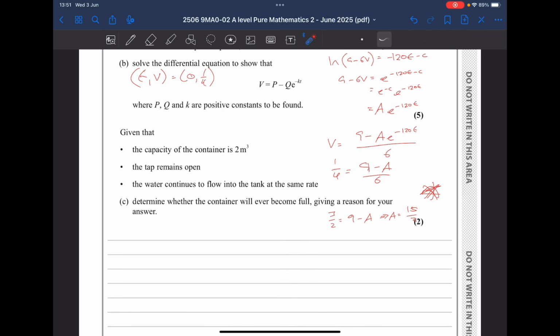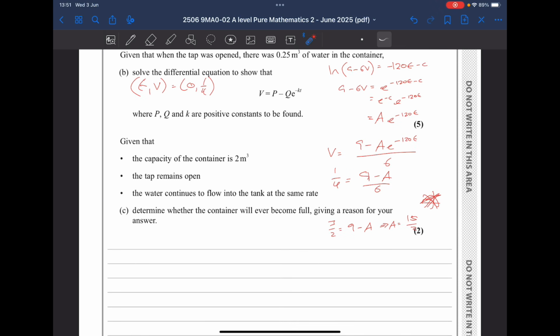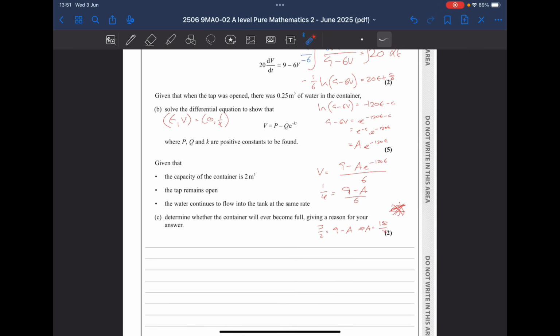Given that the capacity of the container is 2, the tap remains open, water flows into the tank at the same rate, will the tank ever become full? So what we can think about is, determine if it's going to be full.